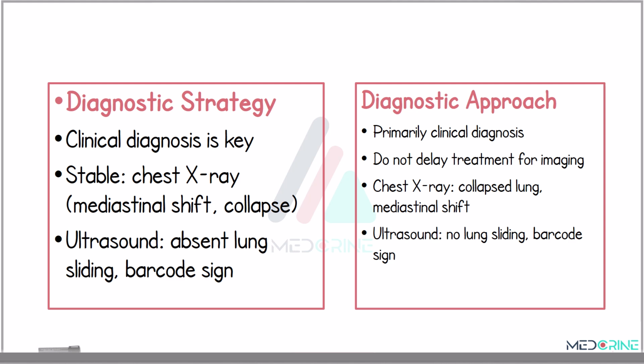In the diagnostic strategy and approach, in an emergency situation, the diagnosis of tension pneumothorax is primarily clinical. You should never wait for imaging if tension pneumothorax is suspected. In stable patients, a chest X-ray may show a complete lung collapse with mediastinal shift, and point-of-care ultrasound can be useful and typically shows an absence of lung sliding and a barcode sign on M-mode.